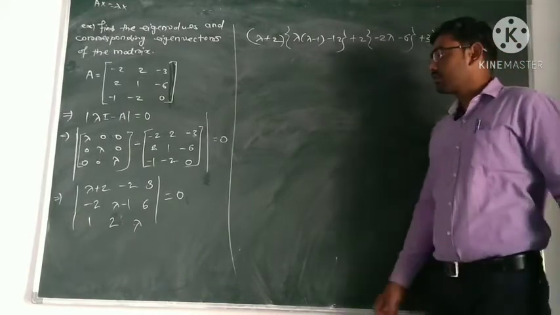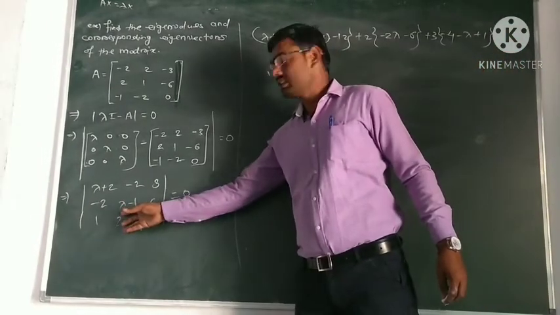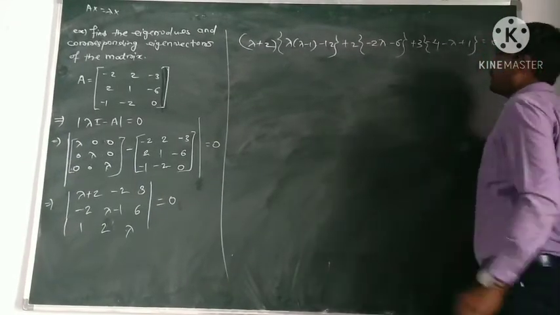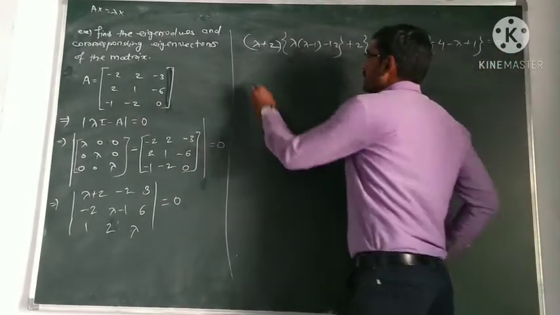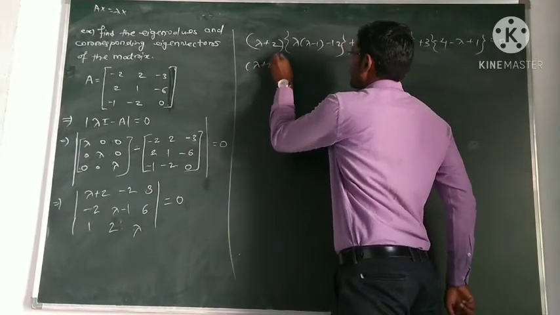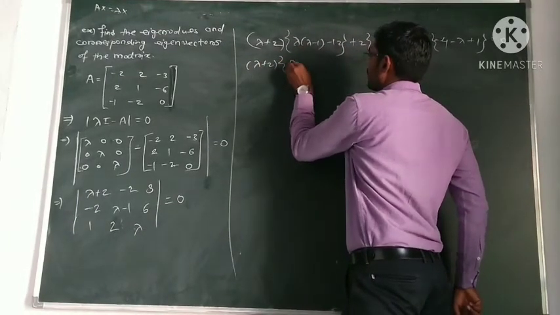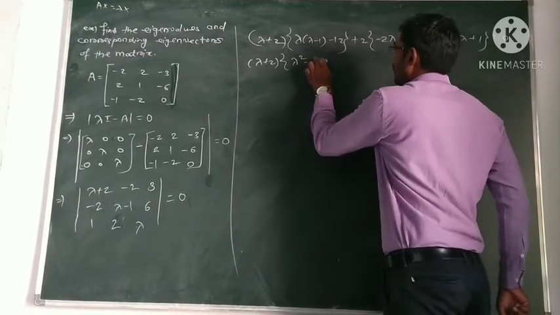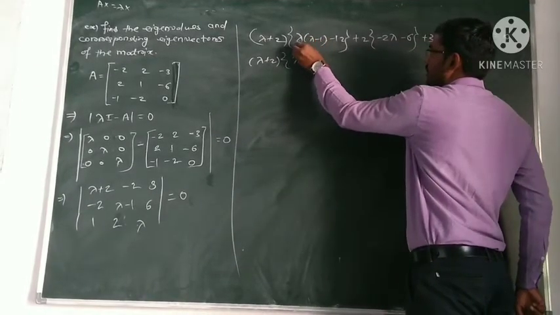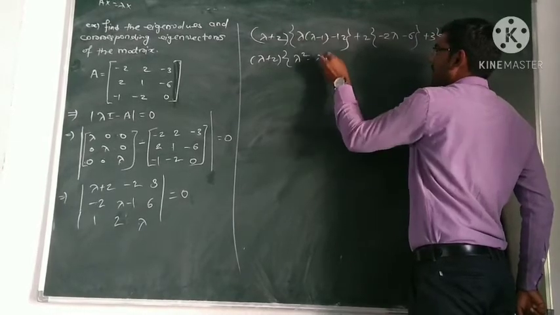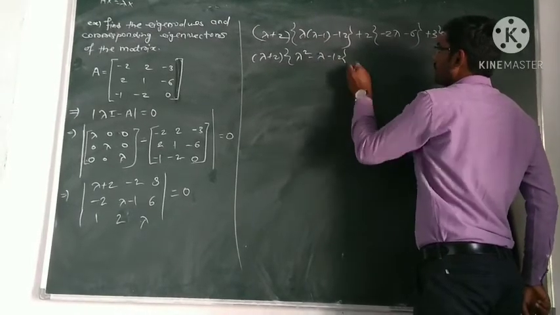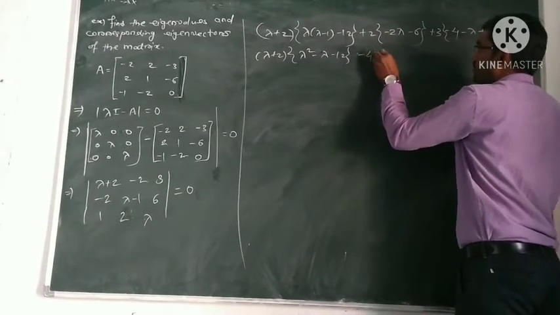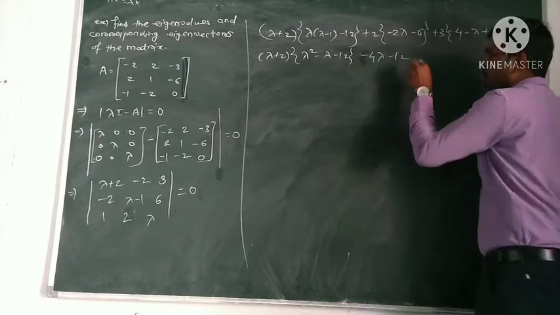So what have we done? We have just taken the determinant of the matrix and equated it to 0. Now solve this equation. Okay. So lambda plus 2 as it is, lambda into lambda is lambda square, lambda into minus 1 is minus lambda. Then this multiplication is over. Now this is minus 12 as it is. Then 2 into minus lambda is minus 4 lambda. 2 into minus 6 is minus 12.